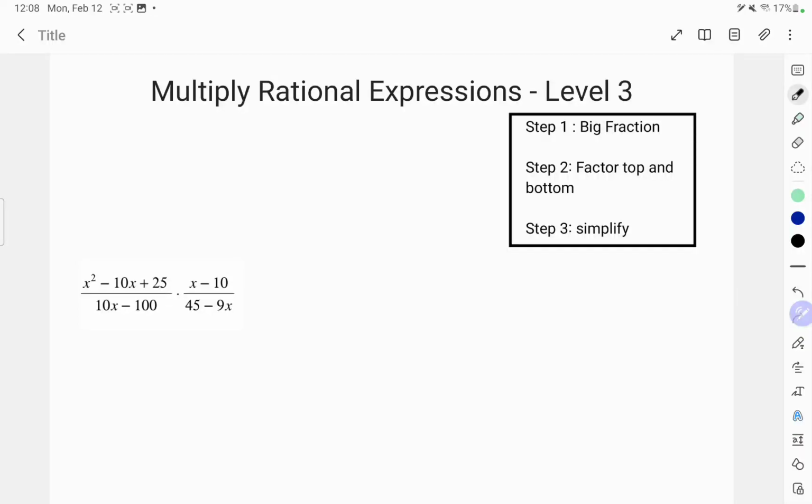This is going to be the final video of multiplying rational expressions. Now this is going to be a level 3. We're going to follow the same rules. Big fraction, factor top and bottom, and then we simplify.